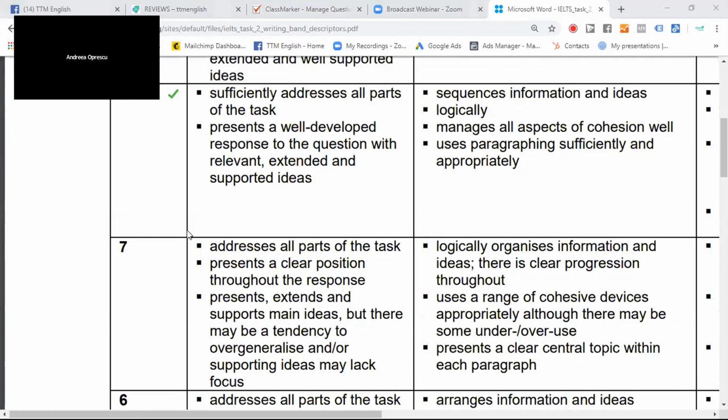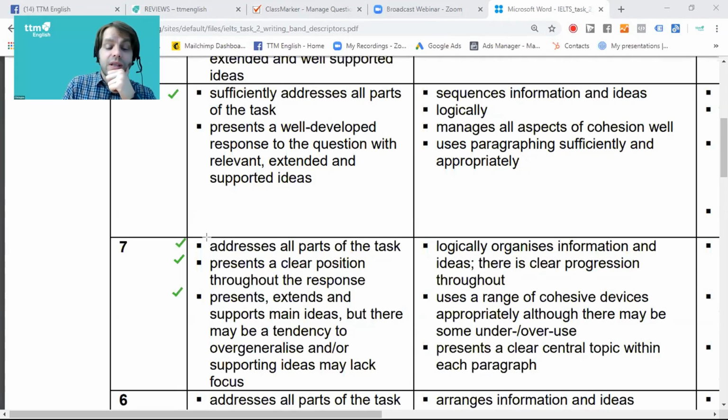Addresses all parts of the task, presents a clear position throughout the response, presents, extends, and supports main ideas, but there may be a tendency to overgeneralize or supporting ideas may lack focus. Good. Now, Andrea, we already said, didn't we, that you've got to do all of the task, haven't you? Yes. And you've also got to present, you've got to give like an overview, like Shahani said. You've got to give a clear position throughout the response, right? But what's this thing here?